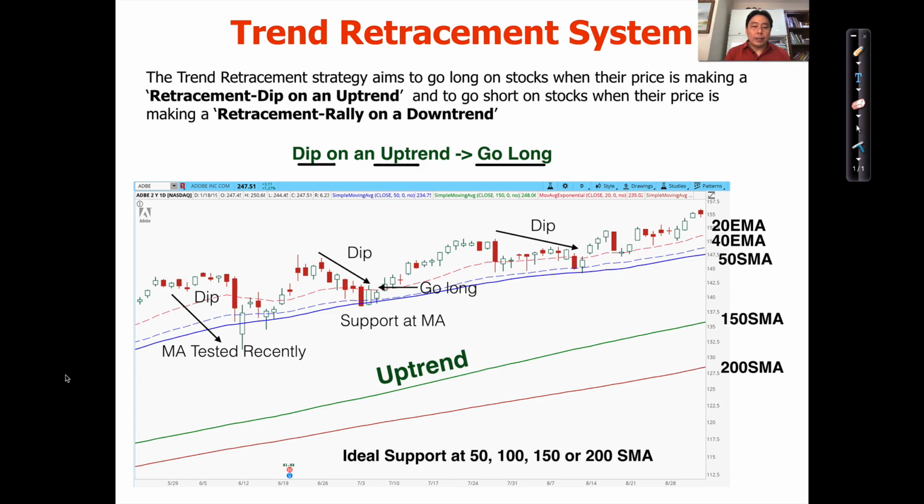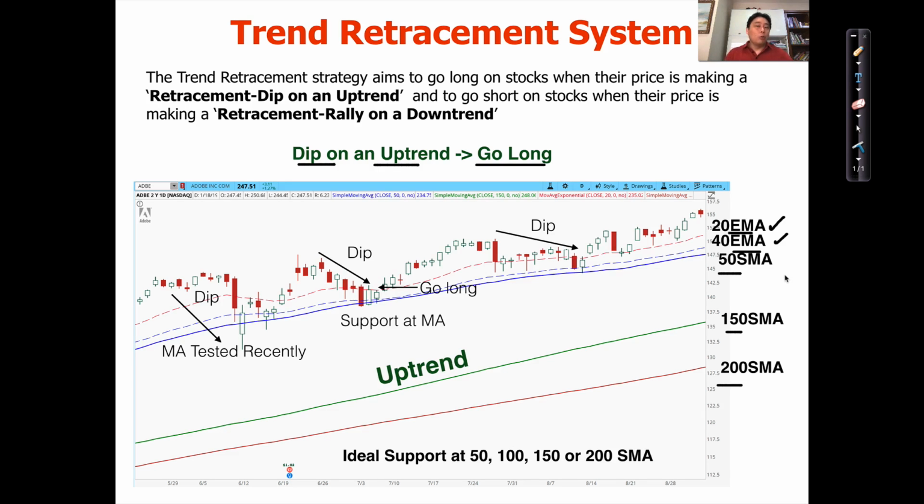Over the charts, you can see, how do we define an uptrend in the first place? We define it by higher highs and higher lows. We also define it by looking at the moving averages. Recall you've learned that when moving averages are in a sequence, from the smallest to the biggest, you have a very strong uptrend. In this strategy, we'll be focusing on the 20 and 40 exponential moving averages, as well as the 50, 150, and 200 simple moving averages.